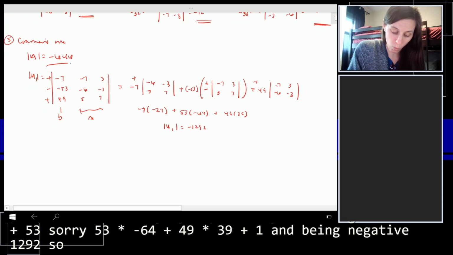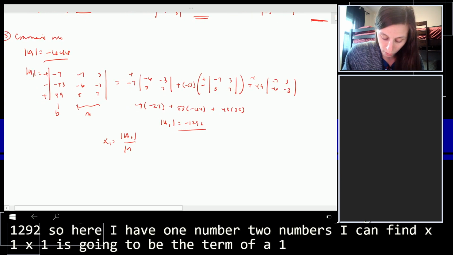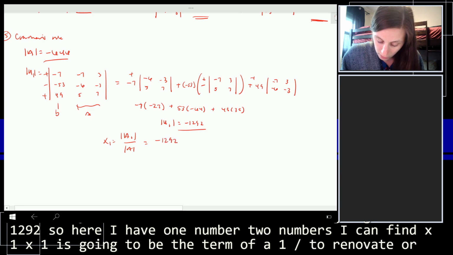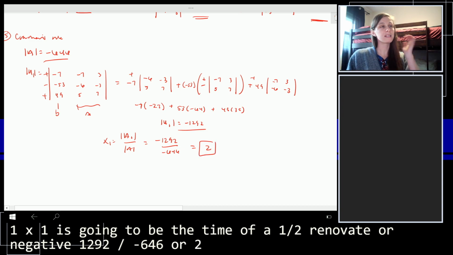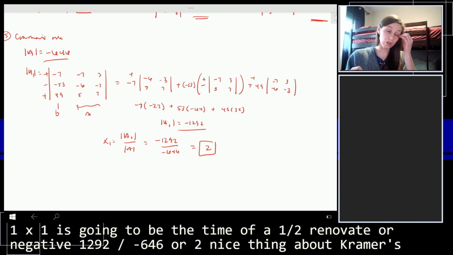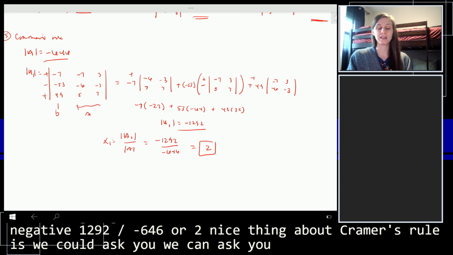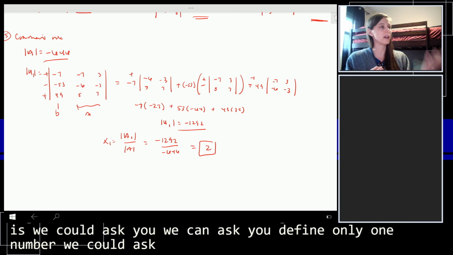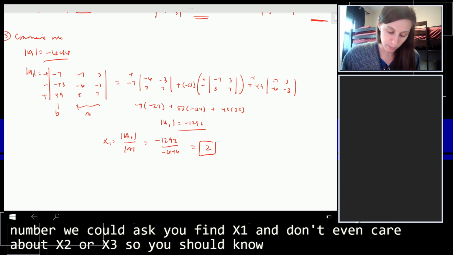So here I have one number, two numbers. I can find x1. x1 is going to be the determinant of A1 over determinant of A, or negative 1292 over negative 646, or 2. The nice thing about Cramer's rule is we can ask you to find only one number. We could ask you to find x1 and not even care about x2 or x3. So you should know all these pieces.